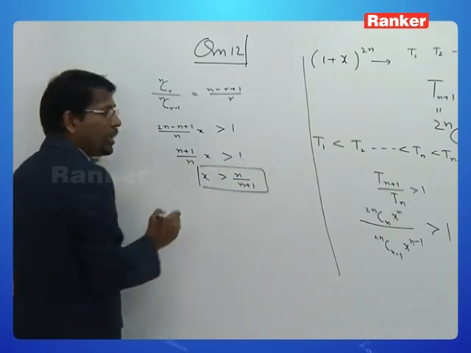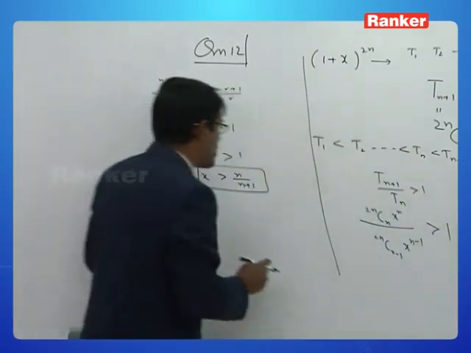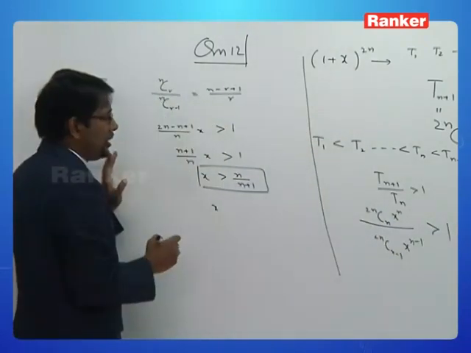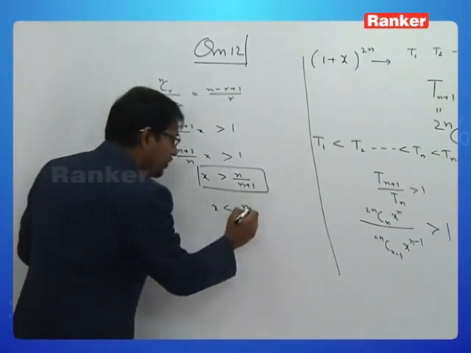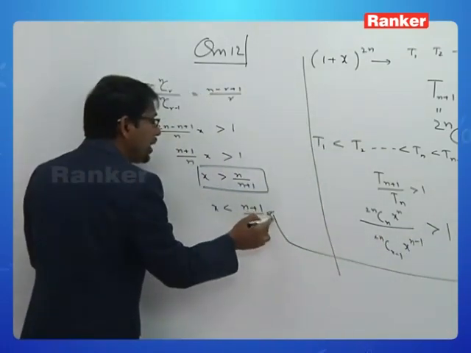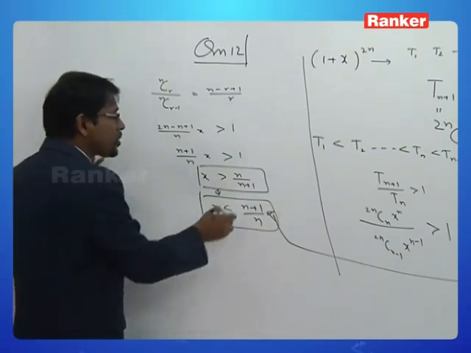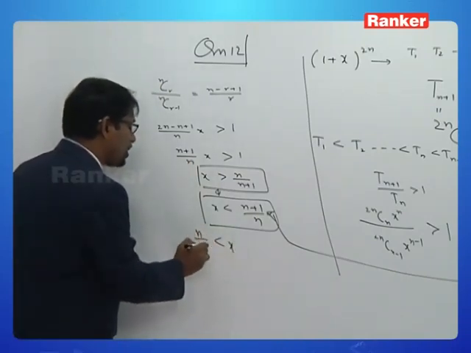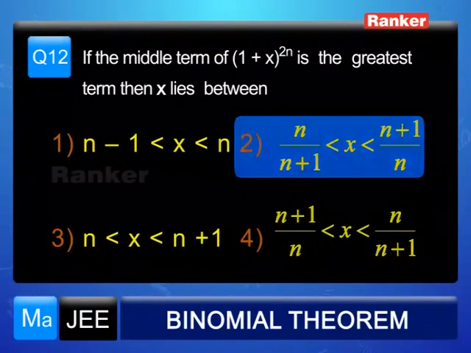X is greater than n by n plus 1. And from here, applying the same formula again, we will find that x has to be less than n plus 1 by n. So x has to obey these two inequalities. What does it mean? x has to be greater than n by n plus 1 and less than n plus 1 by n. Therefore the answer is 2.